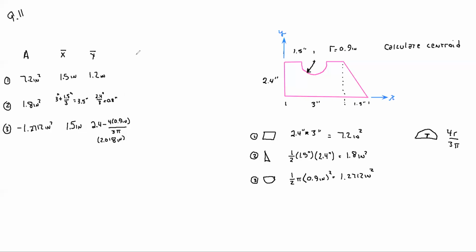All right. From here, you might recall multiplication and addition. We love that. So A times x bar, and area times y bar. A times x bar for shape 1 is 7.2 inches squared times 1.2 inches, and then 7.2 times 1.2, 8.64 for A y bar. For the rectangle, 1.8 times 3.5.